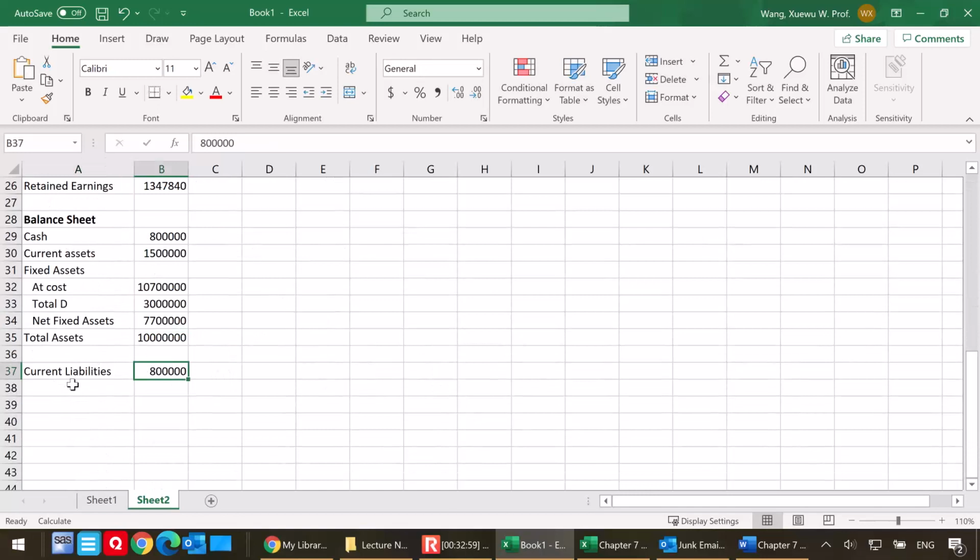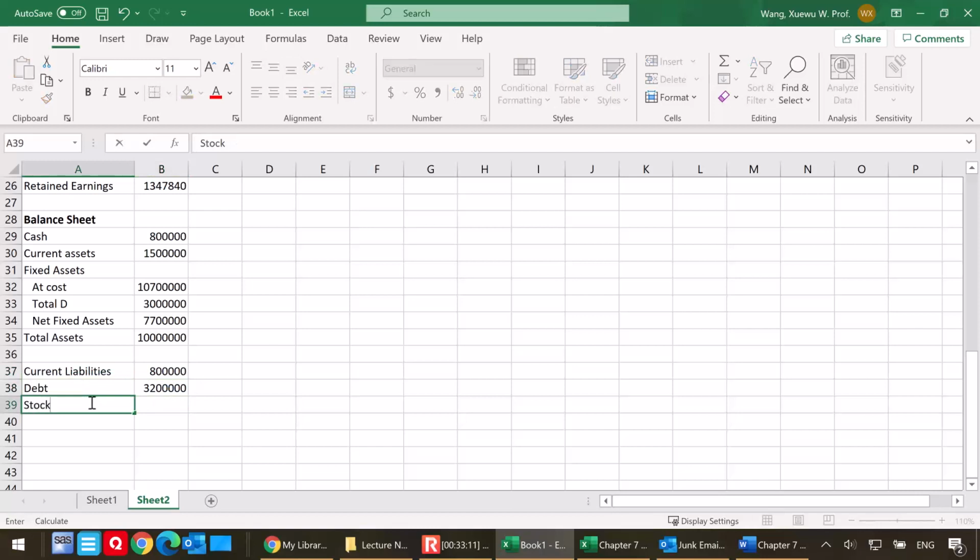All right, and then we have debt. The debt is actually 3.2 million. And then you have stock. Stock is actually 4.5 million. And then what else do you have? We have the total accumulated retained earnings. I'll just say accumulated RE. RE stands for retained earnings. That's 1.5 million.